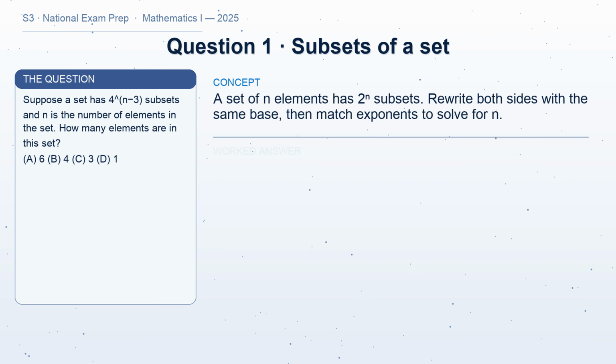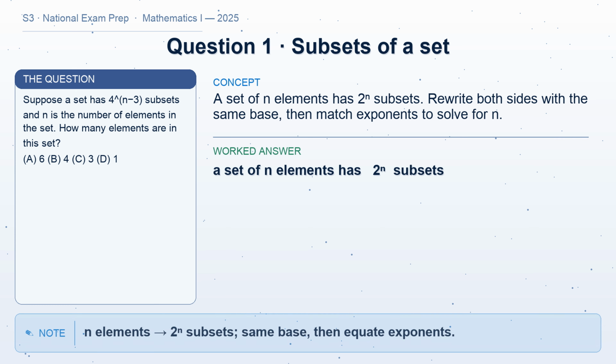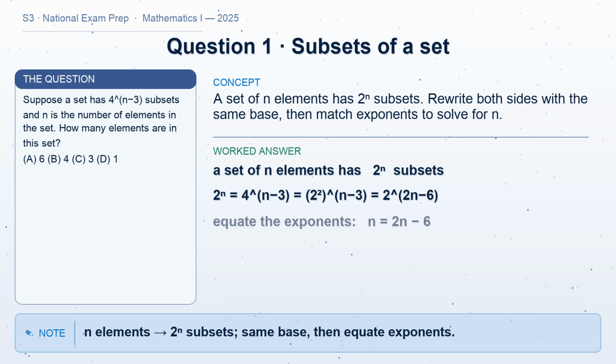Think of each element as a light switch. It is either in the subset or out, on or off. With n switches, the number of settings is 2 times 2 and so on, 2 to the power n subsets. To compare, we write both sides with the same base. 4 is 2 squared, so 4 to the power n minus 3 becomes 2 to the power 2n minus 6.